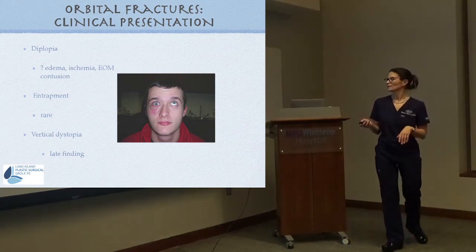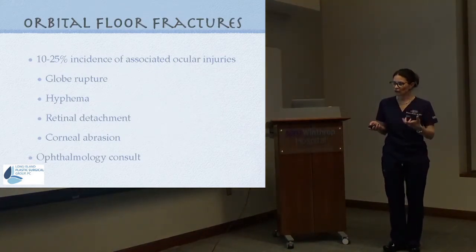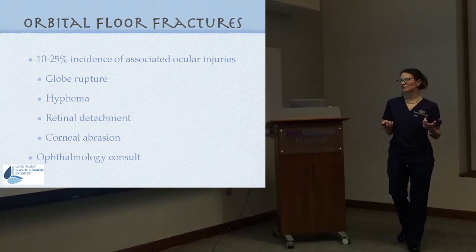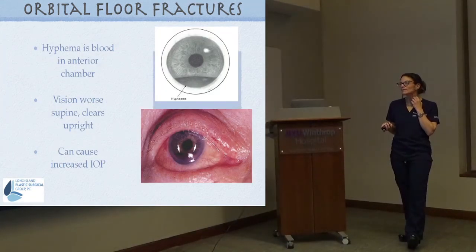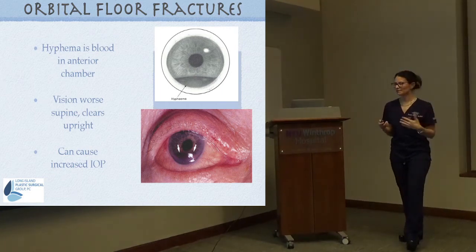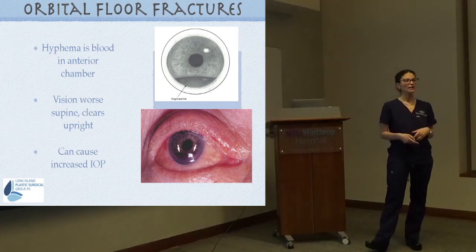So again, you have to worry about globe ruptures, hyphemas, retinal detachment, all of those things. Call ophthalmology. What is hyphema? It's blood in the anterior chamber. You'll see their vision is worse when they're laying down, and it clears when they sit up. And that can cause increased intraocular pressure.